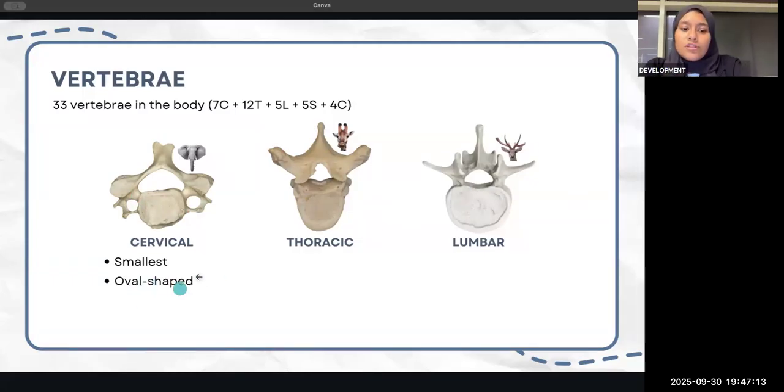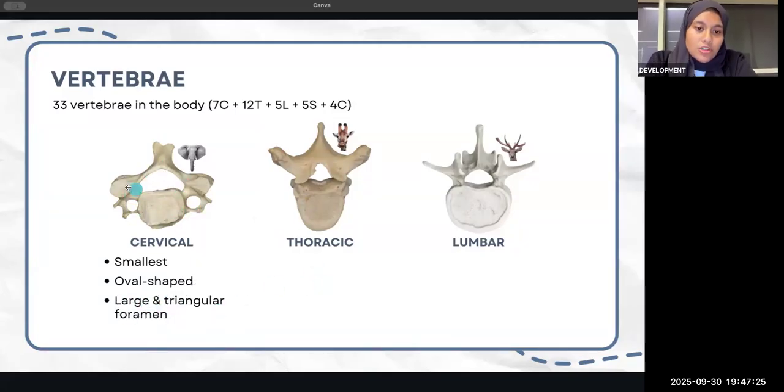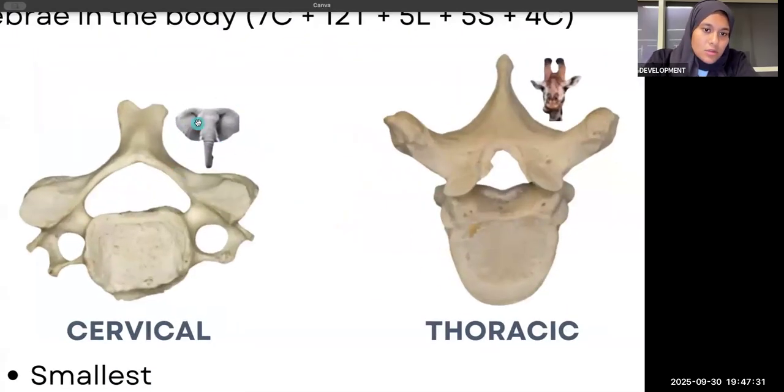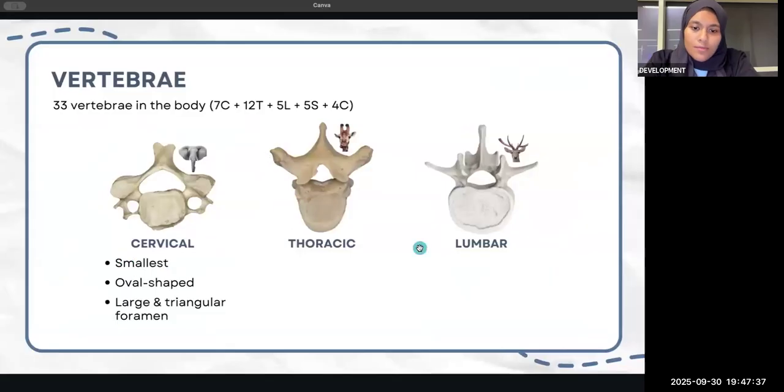It's also oval shaped. What am I talking about that's oval shaped? I'm talking about the vertebral body over here. The body here is oval shaped and it has a large and triangular foramen. This is a foramen. Compared to these, which are small, this one is large, and it kind of looks like an elephant. So if you see a vertebra that looks like an elephant, that's cervical.